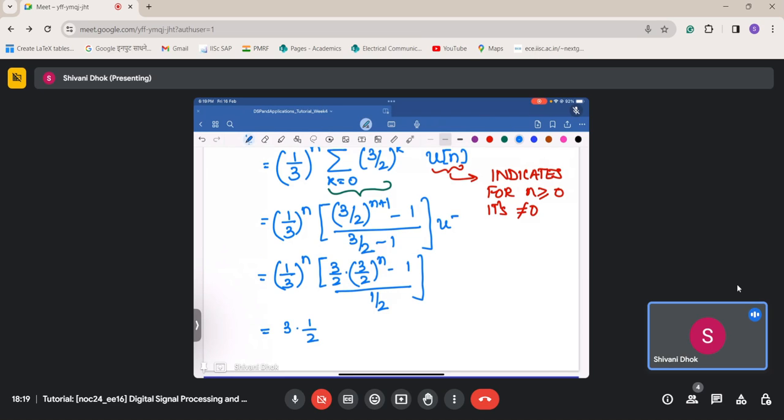So yeah, there is a u of n here: 3 into 1 by 2 to the power n into u of n, minus 2 into 1 by 3 to the power n u of n. Any questions till this point? Is it okay? This is the final answer that we wanted.